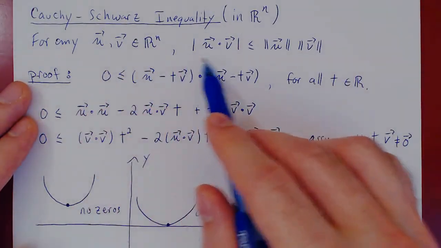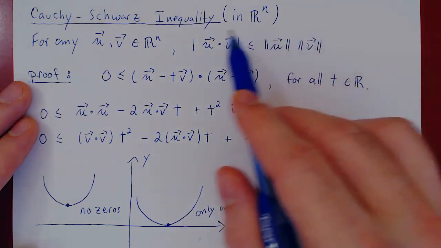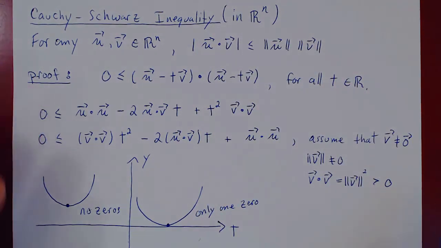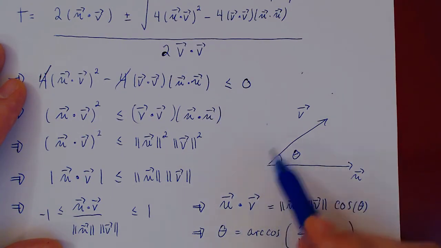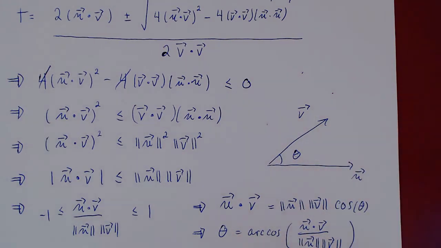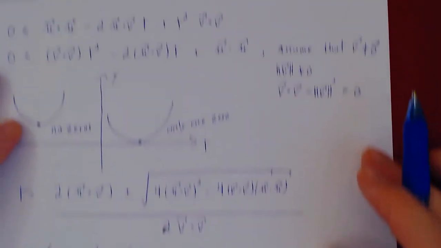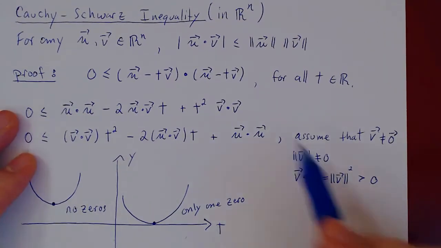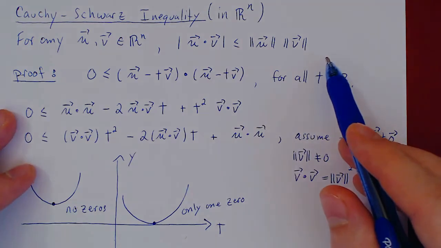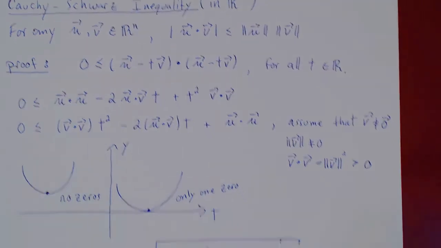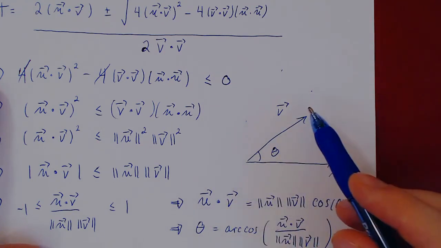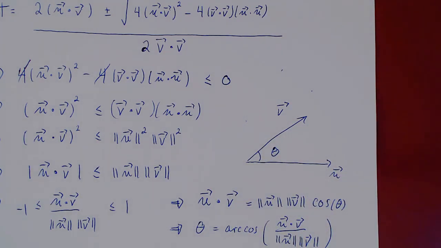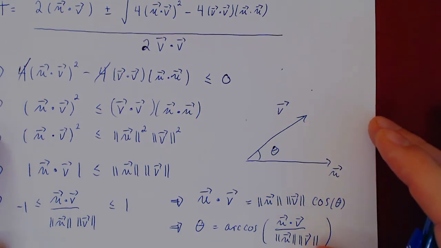Out of this algebraic inequality, we get the geometric notion of angles between two vectors. And this is kind of wild if you think of it, right? An algebraic inequality between two vectors gave rise to the geometric concept of an angle between two vectors. And this is a nice example of algebra giving birth to geometry.